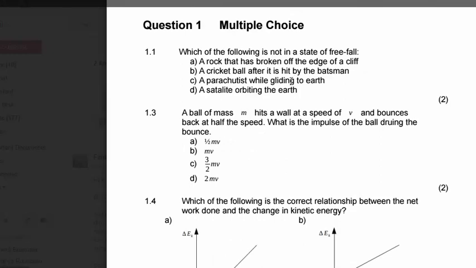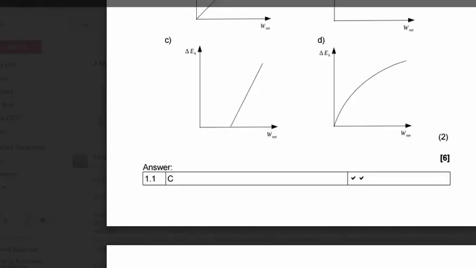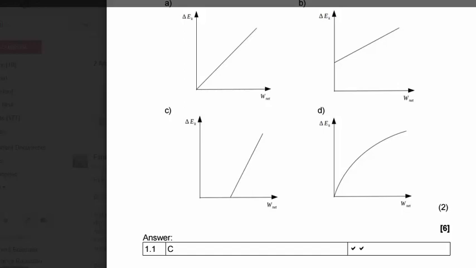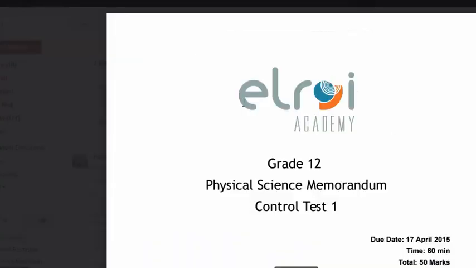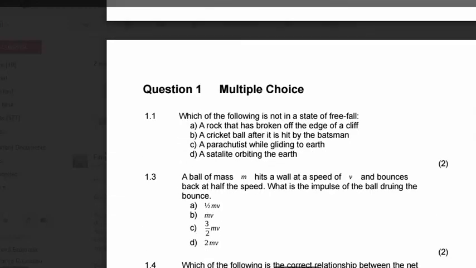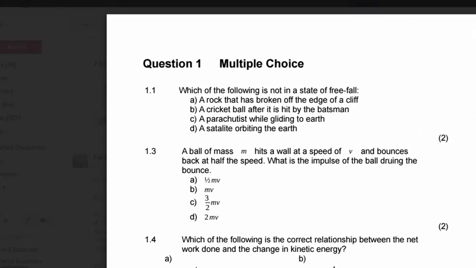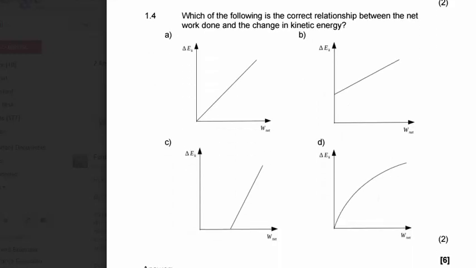This question was a level 3 question. This question was a level 4 question. Actually, this is a level 2 question. This was a level 1 question. Everyone got the level 1 question correct. And look at what I asked. In question 1.4, I asked what is the correct relationship between the net work done and the change in kinetic energy. That's my formula, and they're equal. As the one increases, the other one will increase. The answer was A.